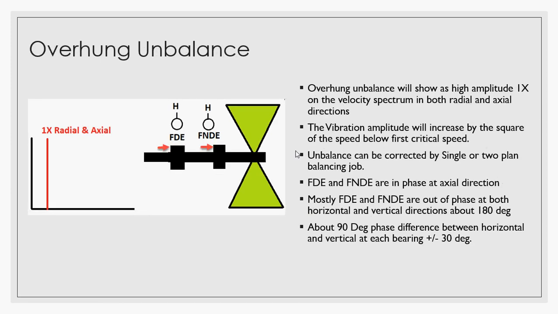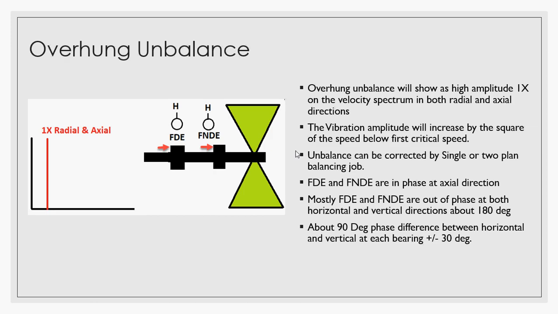For an overhang machine, an overhang imbalance will show as high amplitude 1x, but in this condition it will be in the radial and the axial direction, because some gyroscopic moment will happen on the fan impeller in the axial direction. A very important thing: if you measure the phase in the axial direction at both the drive and non-drive end bearing, it will be in phase. If it is out of phase, it will more likely be a bent shaft.